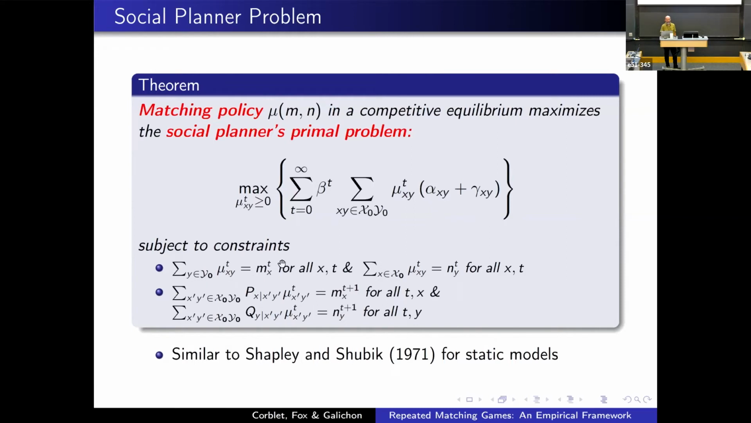Again, this is subject to the constraints you might think would apply to this type of problem. You can't have more matches of a certain type than there were people of that type at the beginning of the time period, and we have to respect the transition rules for the individual agents and states. Okay, so this is a pretty useful result.